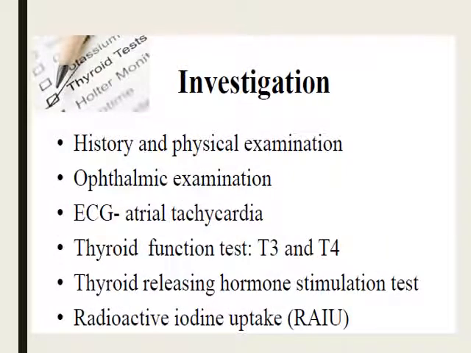Investigations. History and physical examination will guide and help towards diagnosis, but different investigations are also required for confirmation of diagnosis. Ophthalmic examination will help in diagnosis as well. ECG may show rhythm disorders like atrial tachycardias. Thyroid function tests including thyroid stimulating hormone, T3 and T4. Sometimes thyrotropin releasing hormone stimulation tests may be required. Radioactive iodine uptake is very important. It will differentiate the cause of hyperthyroidism, whether it is due to Graves' disease or due to nodular enlargement or multinodular etiology.